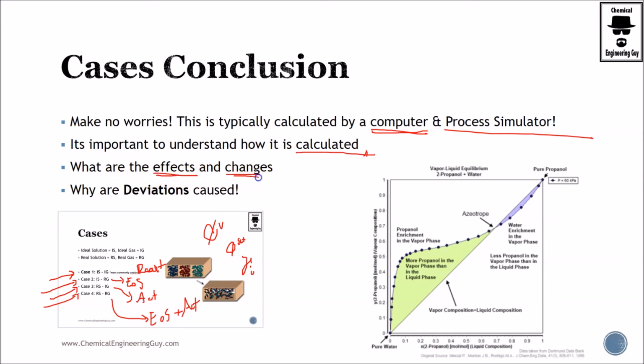So for instance, if I wanted to model this part right here with an ideal solution, ideal gas model, this will be something similar to this, and of course I will underestimate this part right here and underestimate all this part here, and I am going also to lose this azeotrope.